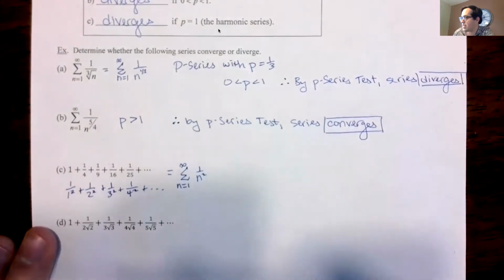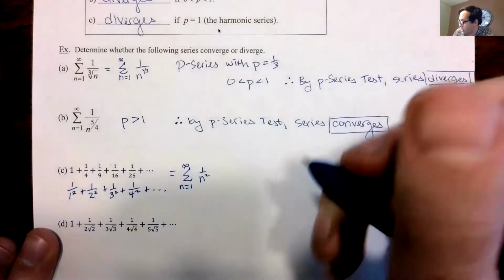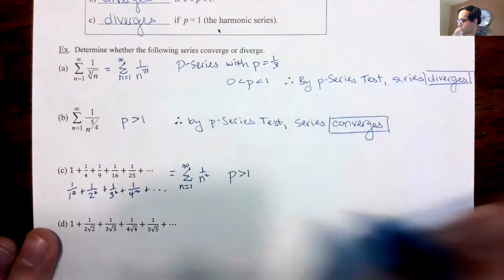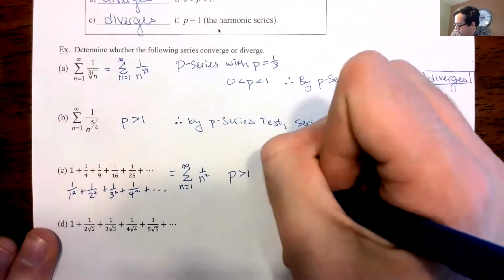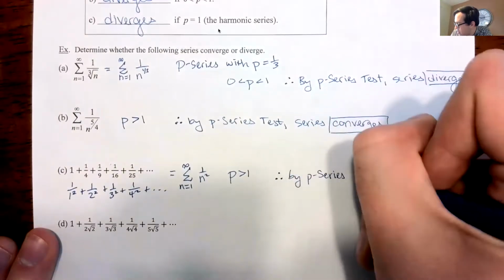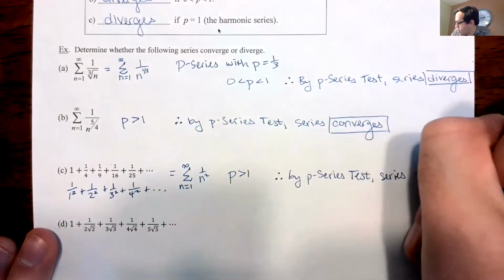Okay, and that is technically a P series with P greater than 1, right? Because P is 2 right there. So we could say, therefore, by P series test, the series converges.